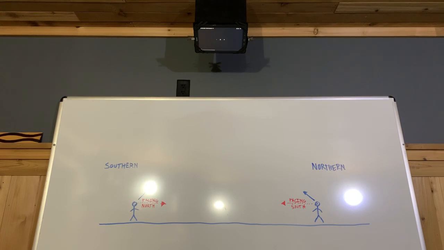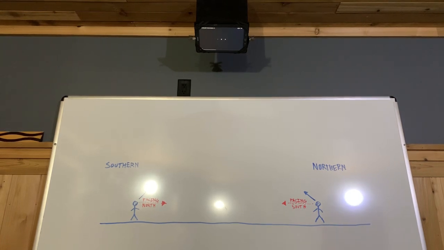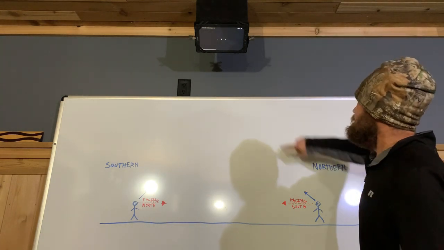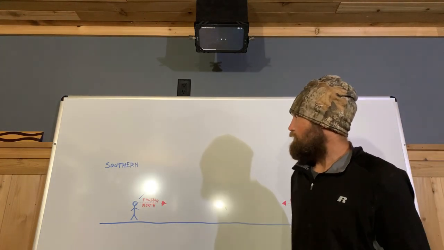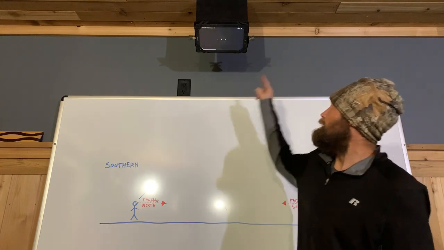Okay. What I have here is, I'm just going to describe or explain what's on the dry erase board. On the right side there is someone looking at the moon, which will be up on that tablet on the ceiling. I'll just go over here. This person is looking up at it that way. Someone in the south is looking at it that way.